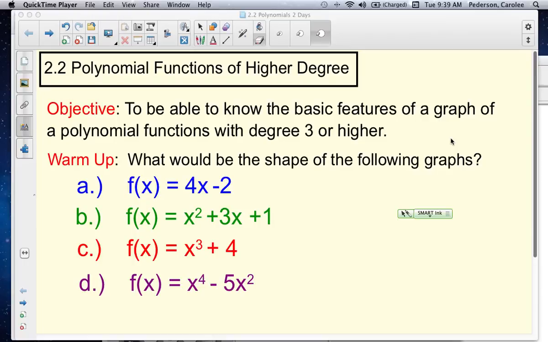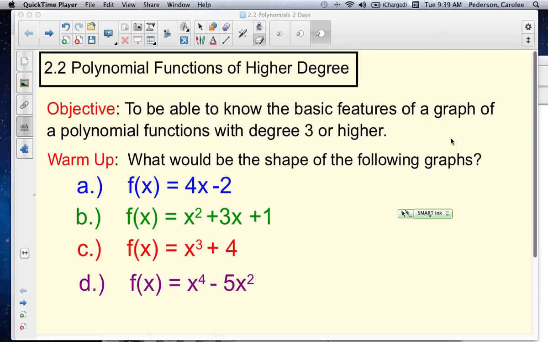Okay, who can tell me what the degree is and shape of question A? What would be the shape of that graph? A line. That's a linear function. The degree is 1. Who can tell me what B is? A parabola, because its degree is 2, a quadratic. Thank you. What about question C? Cubic. A cubic. A snake.